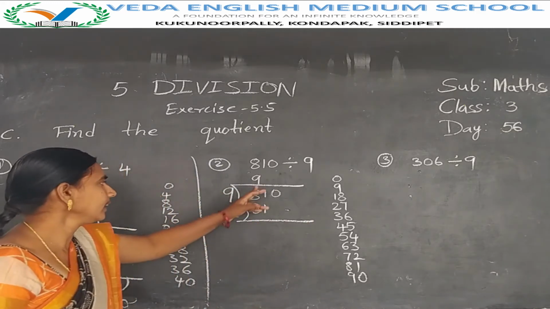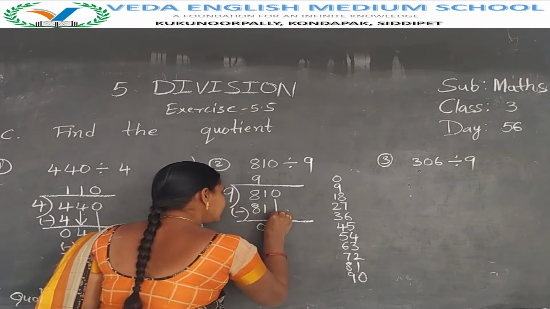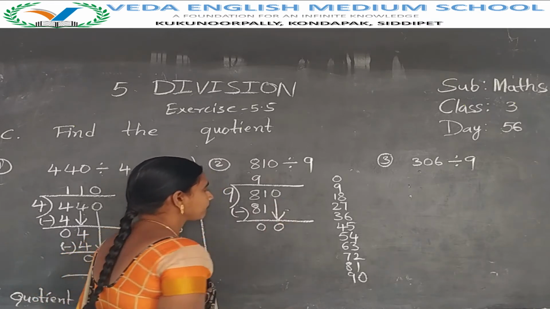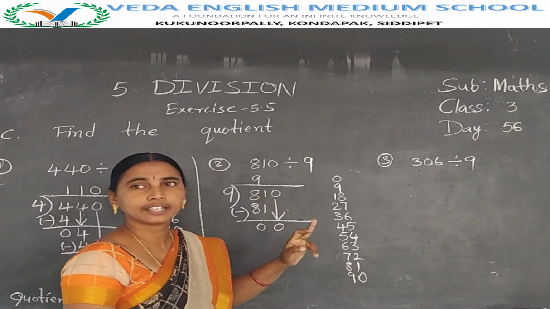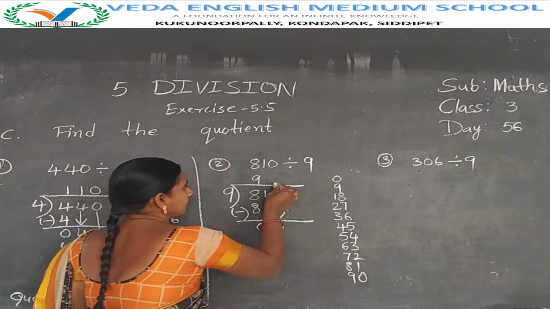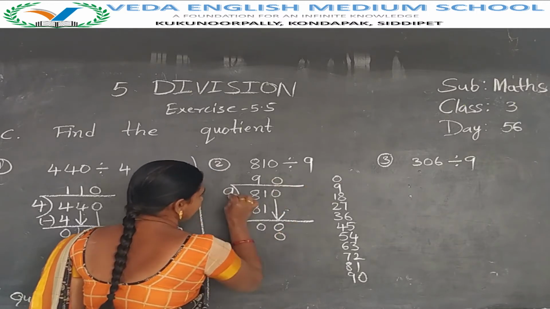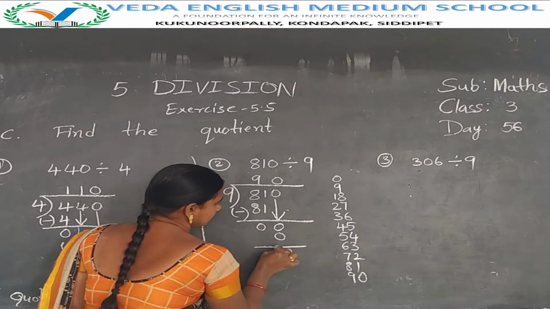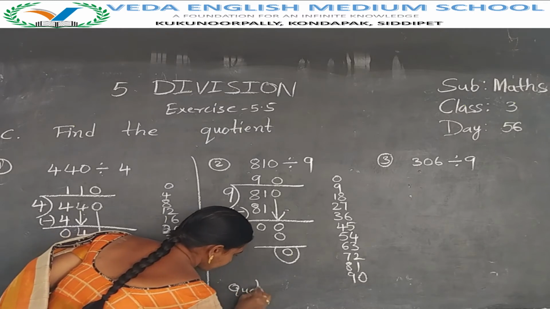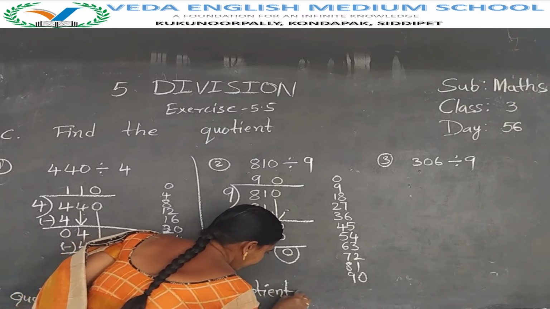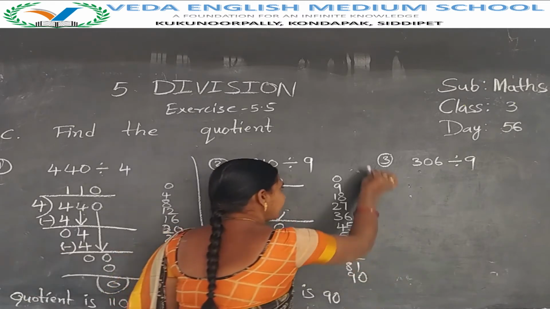Subtraction. 81 minus 81 is the 0. The third digit, bring down 0. How many times can 9 go into 0? 0 times 9 is the 0. 9 zeros are 0. So quotient is 90. This is the second problem.